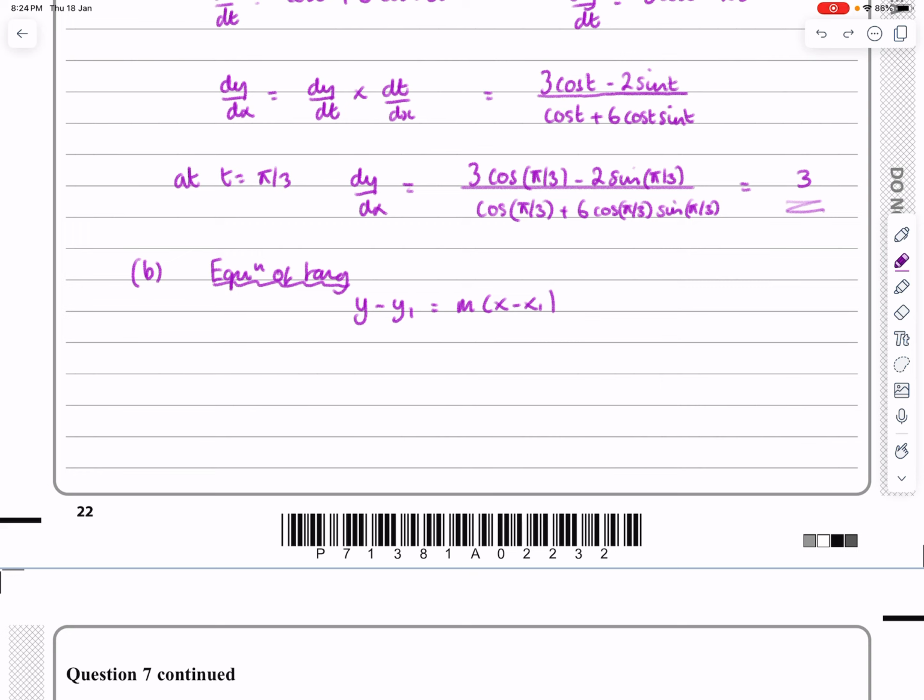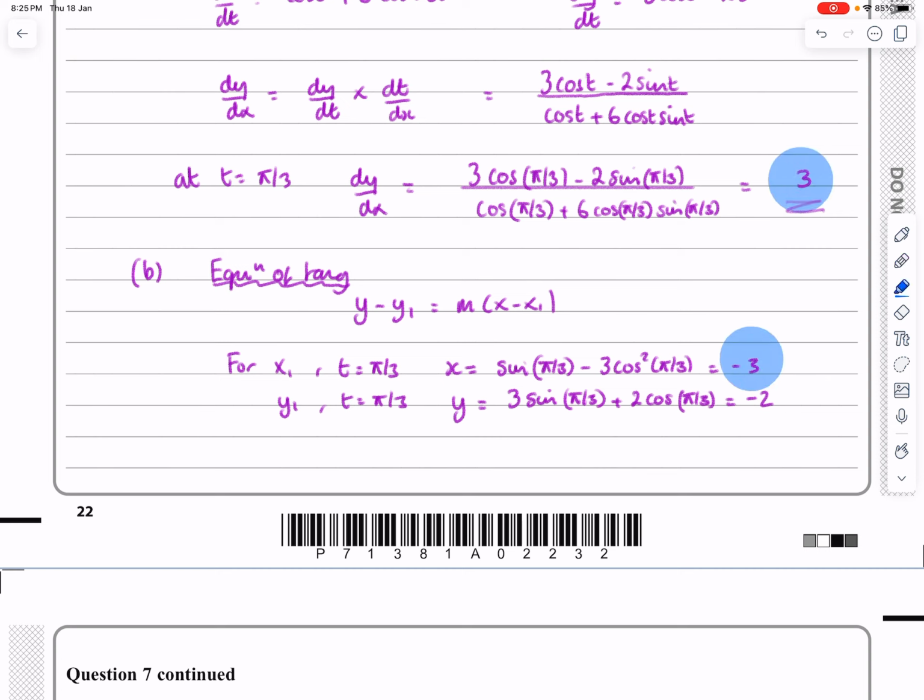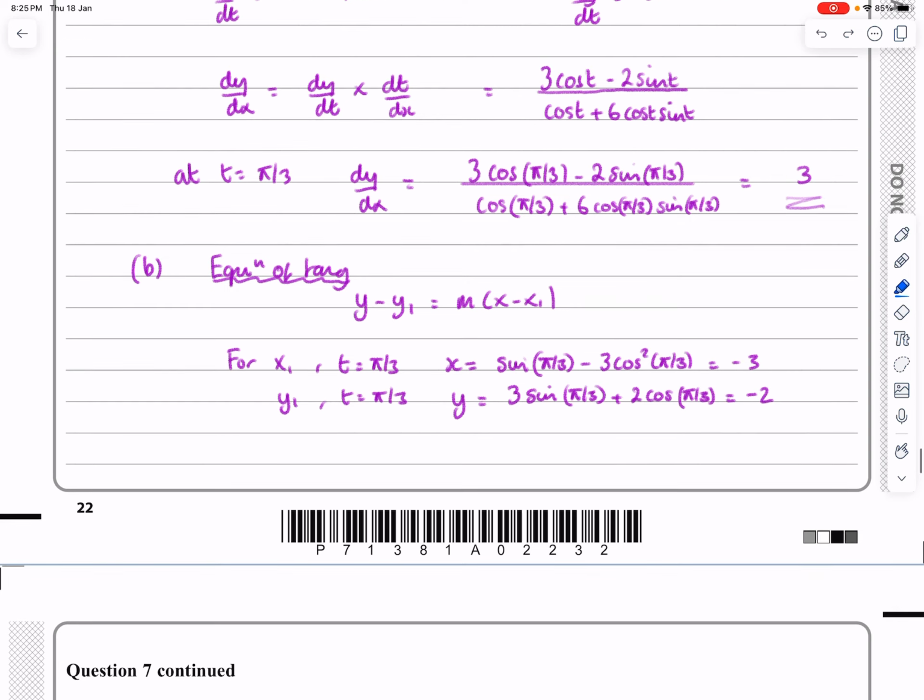We've got to find x1, y1. So that's nice and simple, because I know that for x1, t equals pi over 3, so just put that into the formula for x. So x is, we said it was sine t, so sine pi over 3, minus 3 cos squared t, so minus 3 cos squared pi over 3. That works out to be equal to minus 3. For y1, then, t is still going to be pi over 3, y is going to be equal to whatever the formula was for y, which was 3 sine t, so 3 sine pi over 3, plus 2 cos t. And let's work out what that works out to be, and that's minus 2. So I've now got my x1, y1 and m as being those three values. So we can just now stick those into the equation.